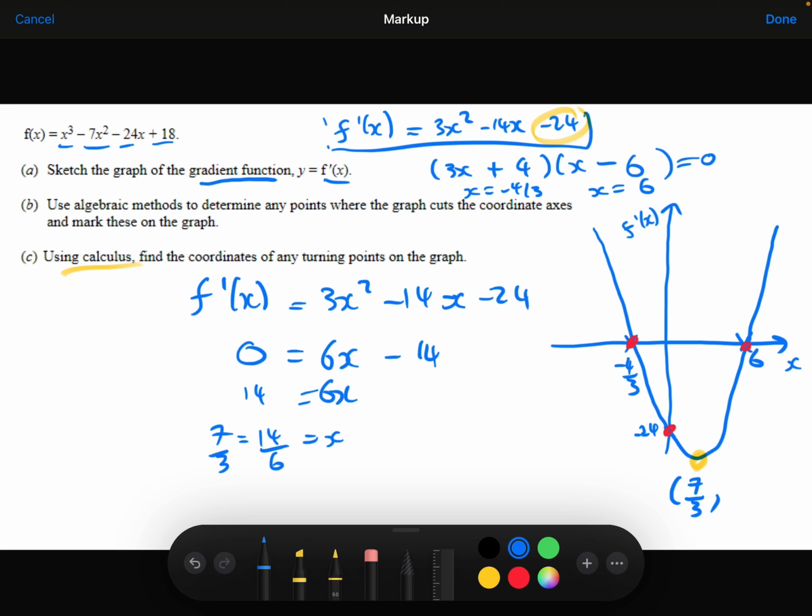For the y coordinate of that turning point, I'm going to substitute it in to the graph that I'm plotting. So if I substitute 7 over 3 in here and here, I get my y coordinate, which is minus 121 over 3. And we're done.